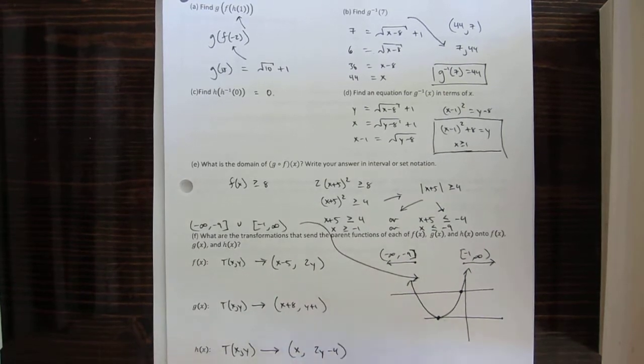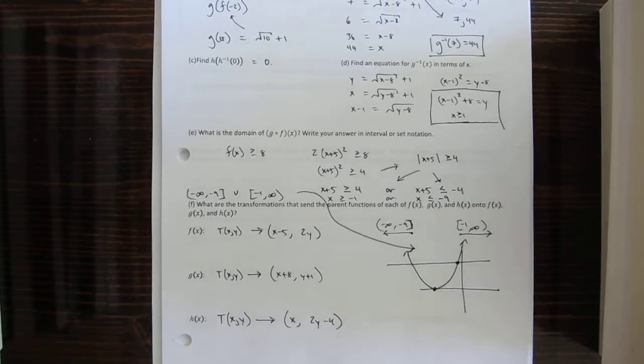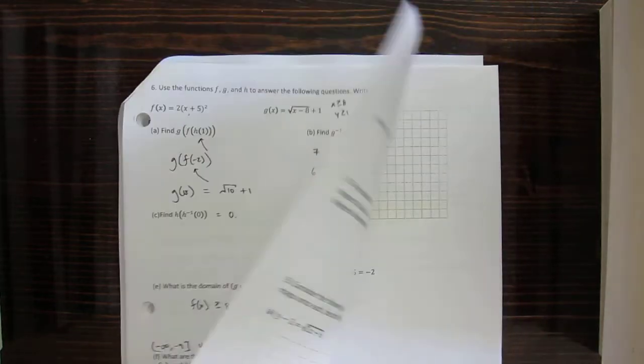So those would be the transformations that map f, g, and h, their parent functions, onto themselves. Okay, I think we've got a few more problems here related to transformations.